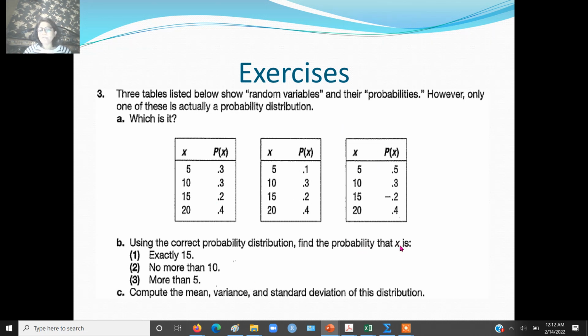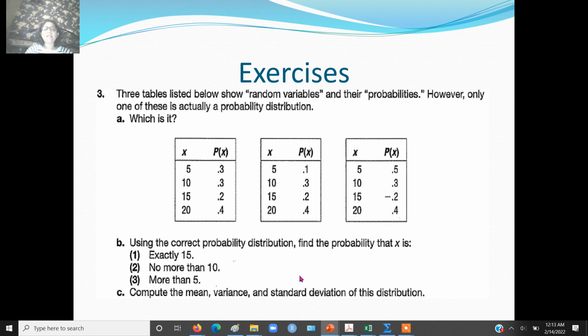Now you have to find the probability that x is exactly 15. So the probability that x is exactly 15 is given, it is 0.2. If you have to find the probability that x is no more than 10, then that means it is either 5 or 10. So I am going to add the two probabilities, 0.1 plus 0.3. So the answer for the second one will be 0.4. The last part says what is the probability that the value is more than 5. So in that case, if you add the last 3 probabilities, 0.3 plus 0.2 plus 0.4, it comes out to be 0.9. So the answer for the third part is 0.9.